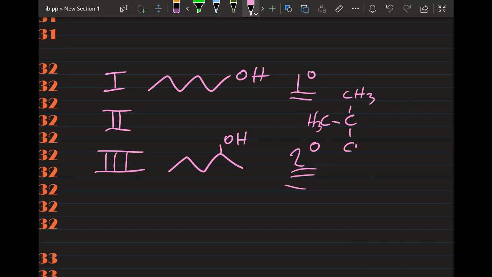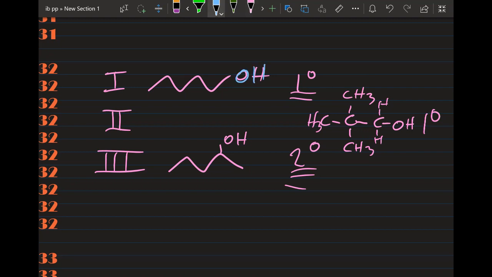And another CH3. A carbon, 2 hydrogens here, and then an OH. Oh, that's primary as well. So it's 1, 2, and 3. Now, how can you tell if it's primary, secondary, or tertiary?